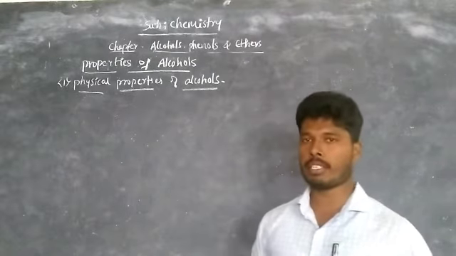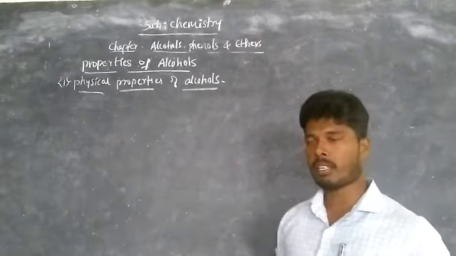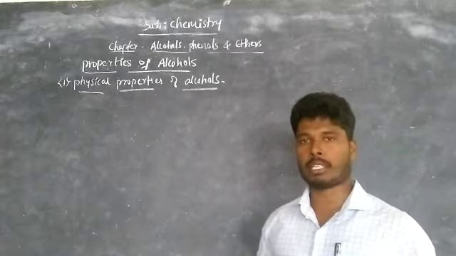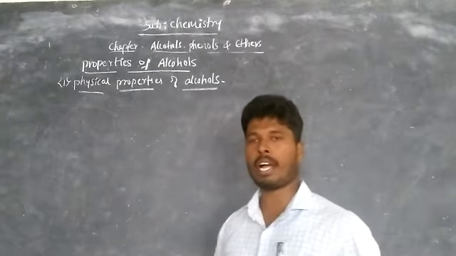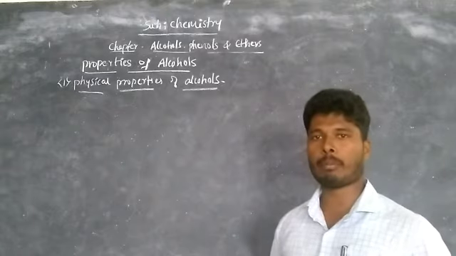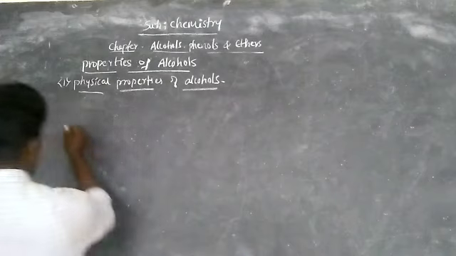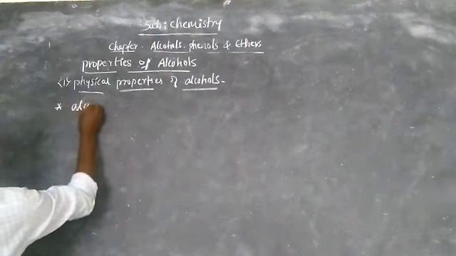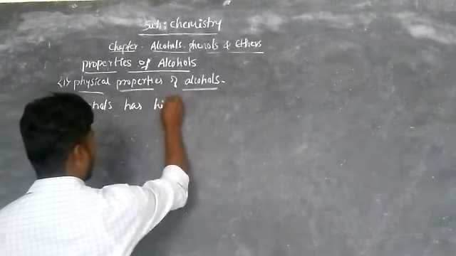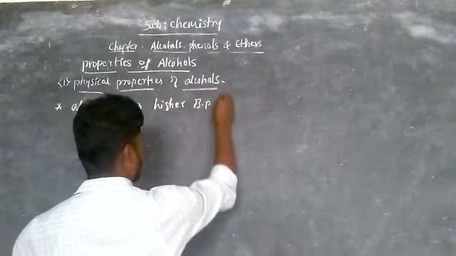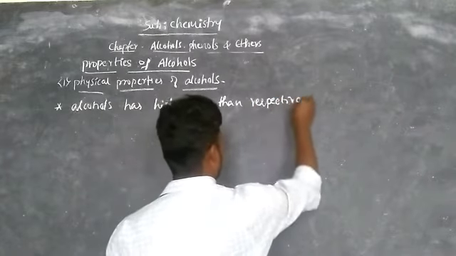The next concept is properties of alcohol. You know well there are two types of properties, the physical properties and chemical properties. Let's take the first one, physical property. In this physical properties, the alcohols have a high boiling point compared to the respective hydrocarbons. That is, the first one is alcohols have a higher boiling point than respective hydrocarbons.